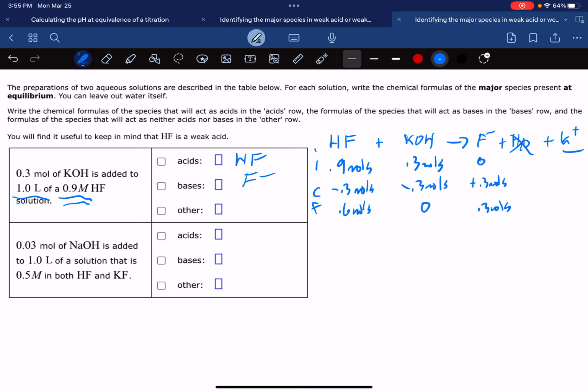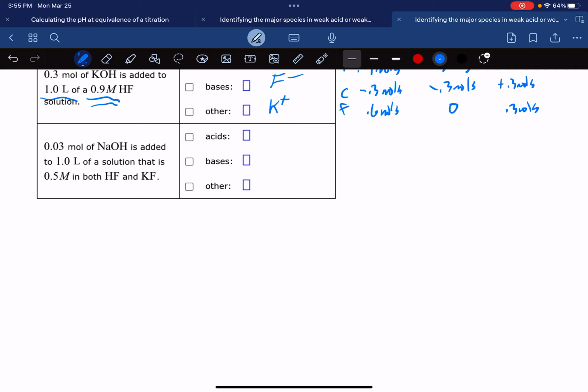So let's take a look at the second scenario here. This is one that they will not ask you on the AP exam, but just so we can relate to this, let's try and write it out here. Again, we have a strong base, but this time it has an Na plus in front of it, and it's getting thrown into a solution that has 0.5 molar HF and 0.5 molar KF.